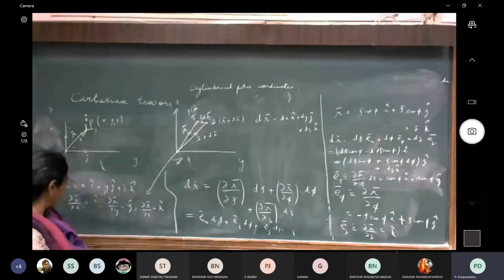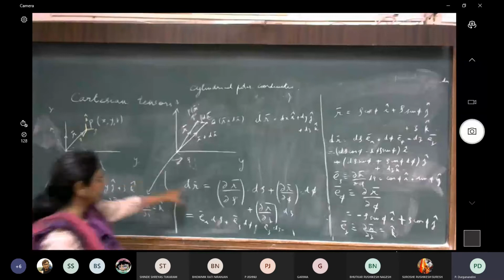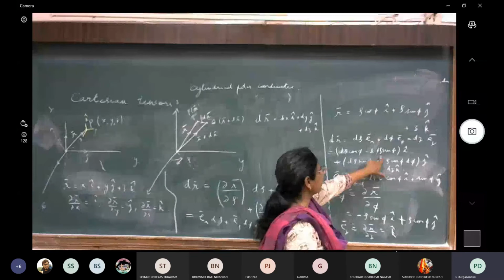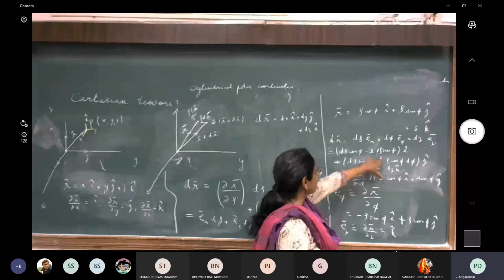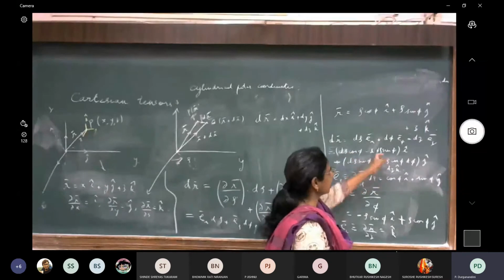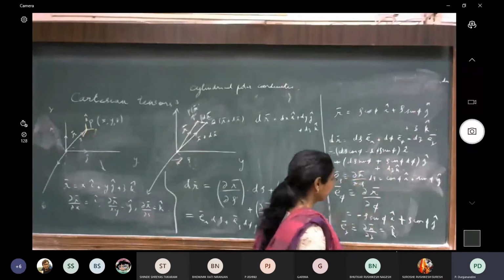And you can also see from the definitions of x and y, this is nothing but your dr. Because dr, dx, so the first term is nothing but dx, because x is equal to rho cos phi. So if I take dx and I write it in terms of rho and phi, I get this. Similarly, this is dy and this is this.